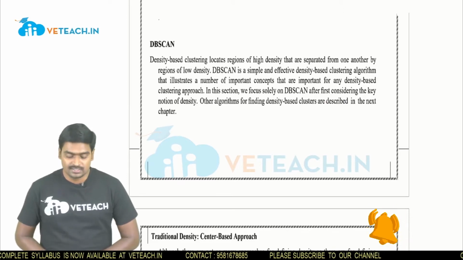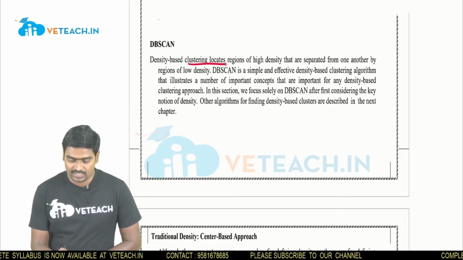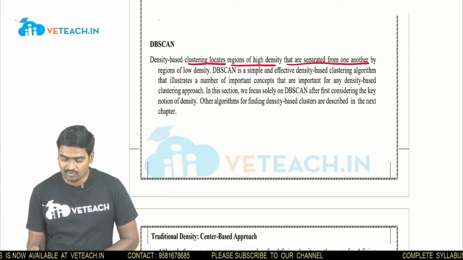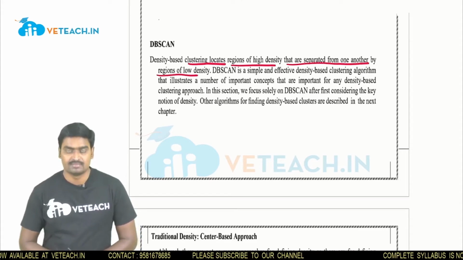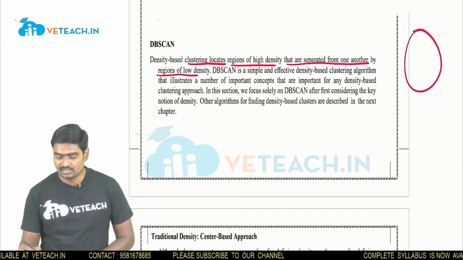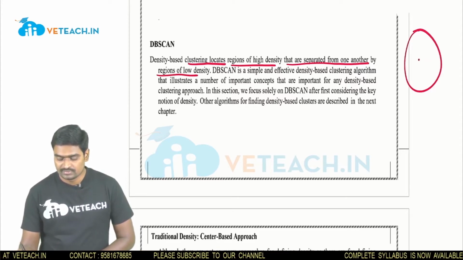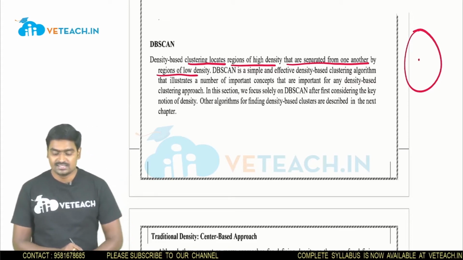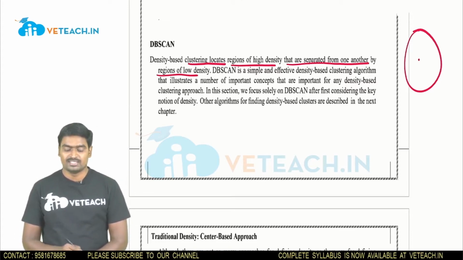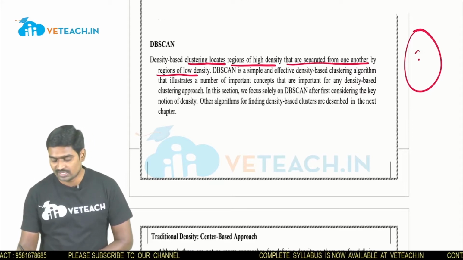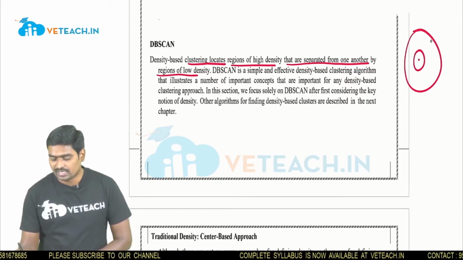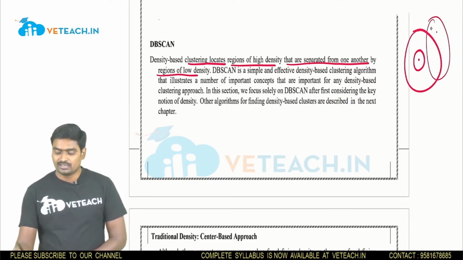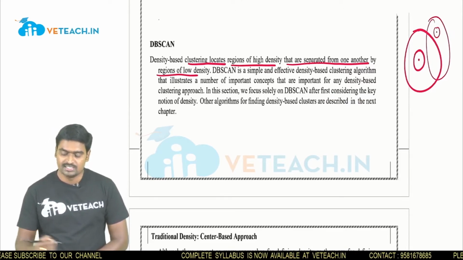This is density based clustering, which locates regions of high density that are separated from one another by regions of low density. In this case we have two regions of high density separated from one another by regions of low density. So this is one region, and this is another. This is the low density and this is the high density.